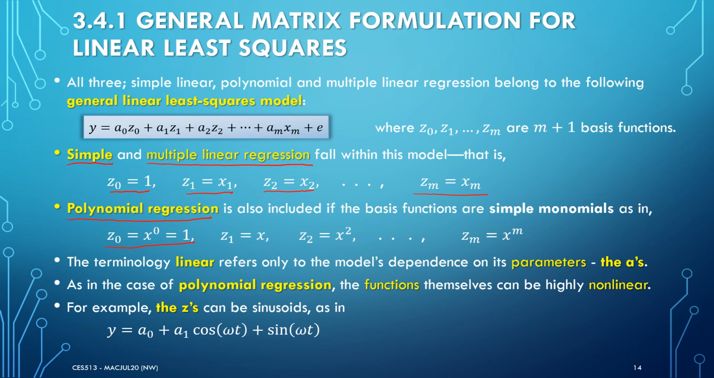Note that the terminology linear here refers only to the model's dependence on its parameters, which are the a's. As in the case of polynomial regression, the functions themselves can be highly nonlinear. For example here, from the equation y equals a0 plus a1 cos omega t plus a2 sine omega t, we can see that the z's can be sinusoids, so they are nonlinear.